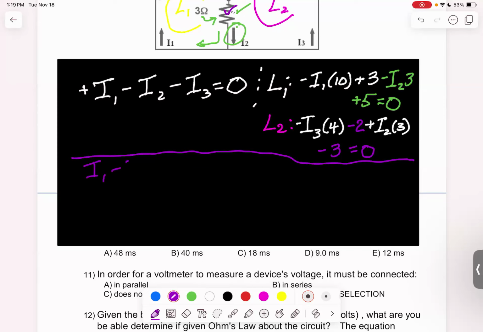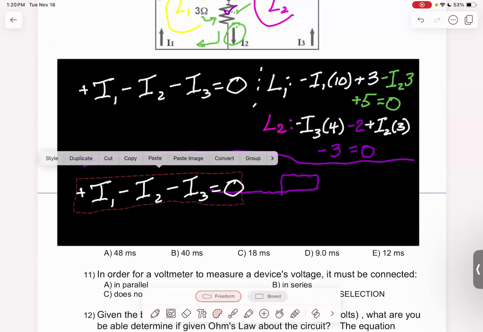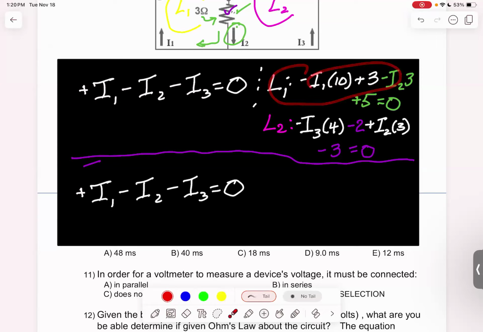I1 minus, let's do this. I'm just going to copy some of those equations over. So this first equation, put here. So there's our first equation. Our second equation is going to come by way of L1. So up in here, I'm going to clean that up. I like to put like terms underneath or above one another.